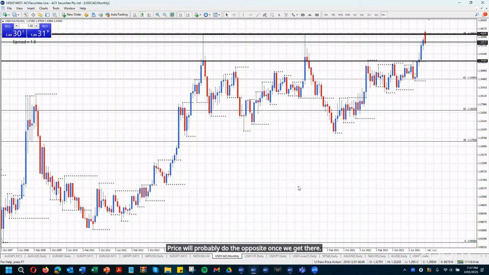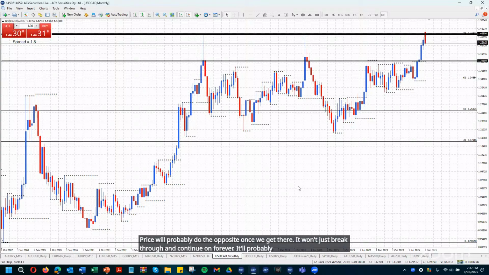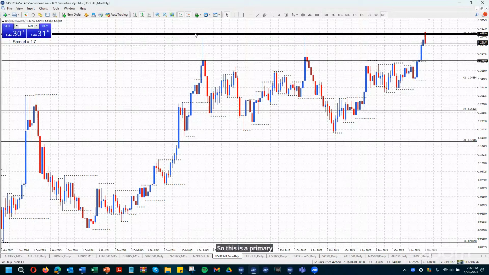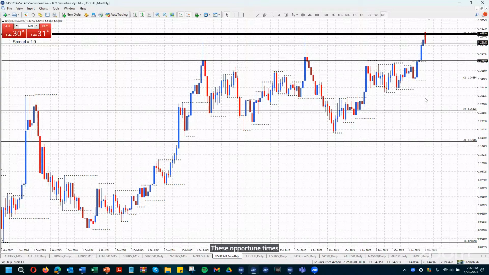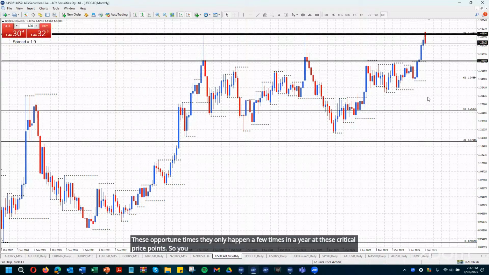It won't just break through and continue on forever. It'll probably hold and react and reverse. So this is a primary area for those that want to trade dollar Canadian to expect price to reverse. And these opportune times only happen a few times in a year at these critical price points. So you have to be ready. And yesterday was time to be ready.